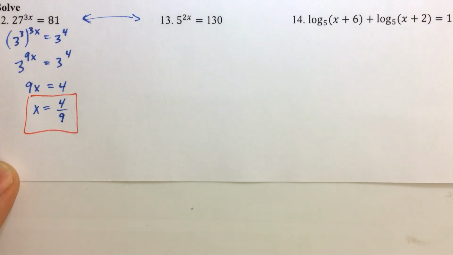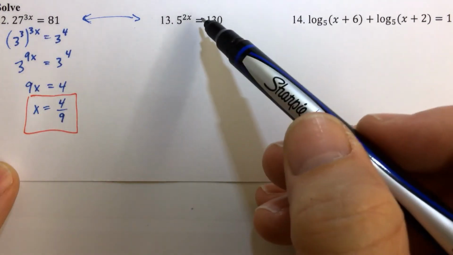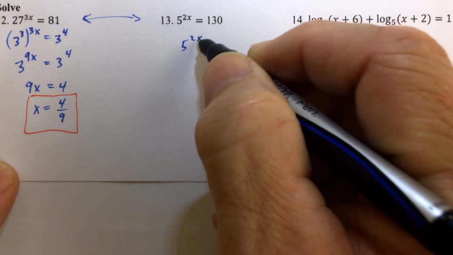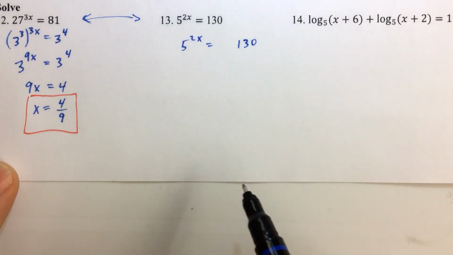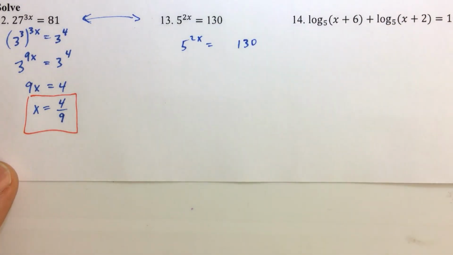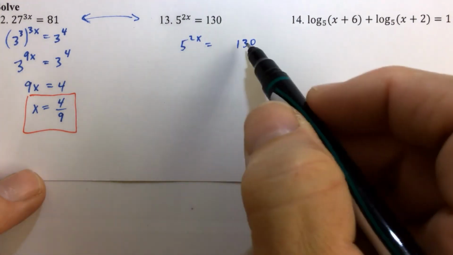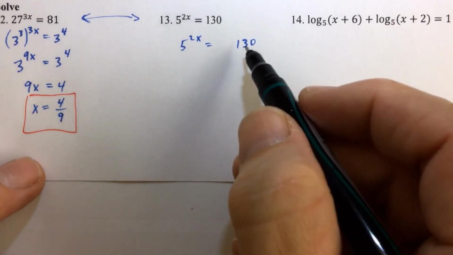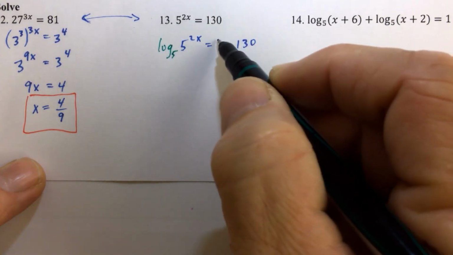It's good to recognize when you don't need logs, and then over here when you do need logs. So let's rewrite this with a little bit more space so you can see what's going to happen here. There are a couple different ways to do this, but the way we've talked about, let me get a green pen, noticing that we have a base of 5, and over here we have a number that can't be expressed as a power of 5. So we're going to take the log base 5 of both sides.